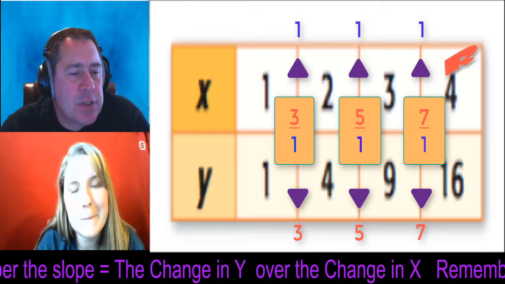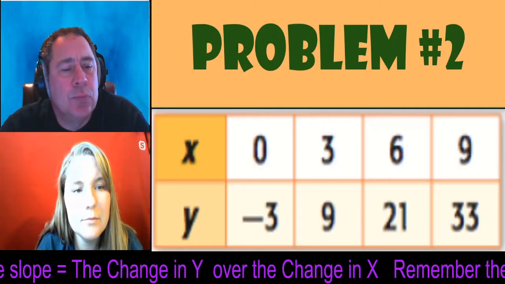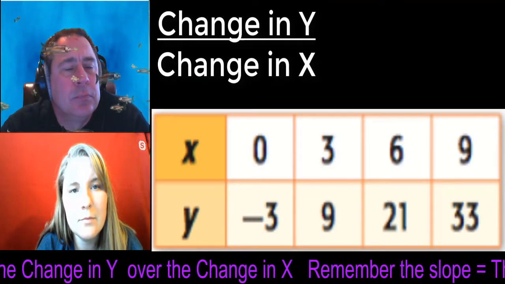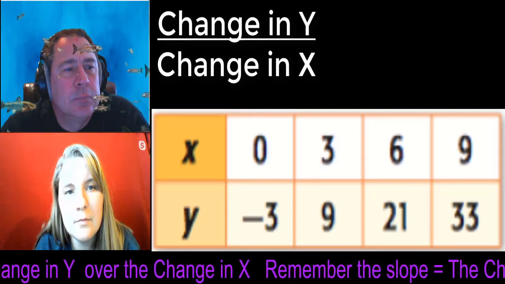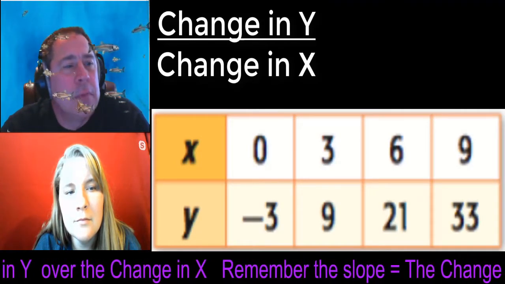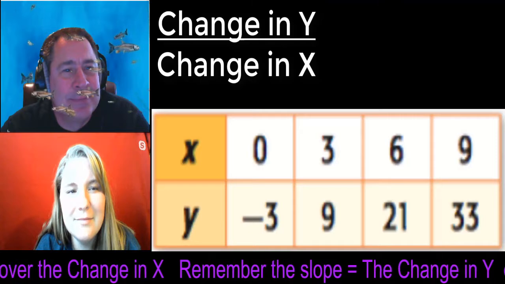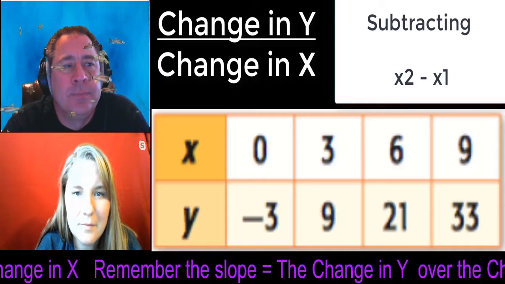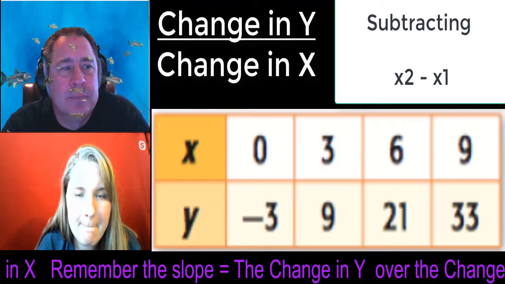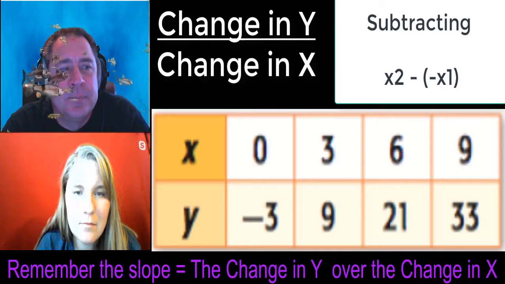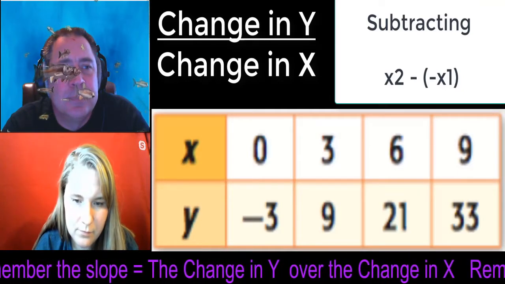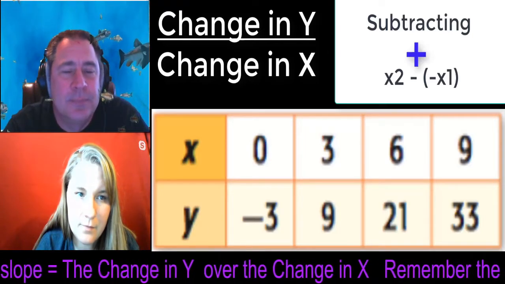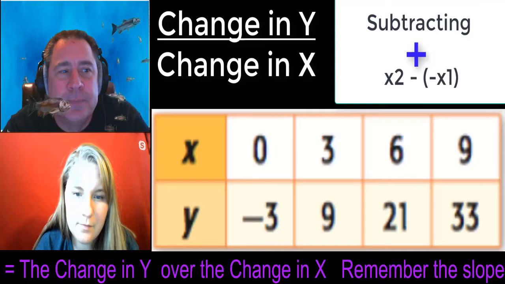Okay, let's go on to problem number 2. Just remember, it's the change in y over the change in x. That's how we find our slope. And that's what we're trying to find through our table here. Now remember, we're subtracting, like on the x, the 3 minus 0. It's always subtracting. So if you have a negative, don't forget, it's 3 minus a negative, so you have to add them. When you subtract a negative, it becomes a positive. Don't forget that when we're doing these examples.